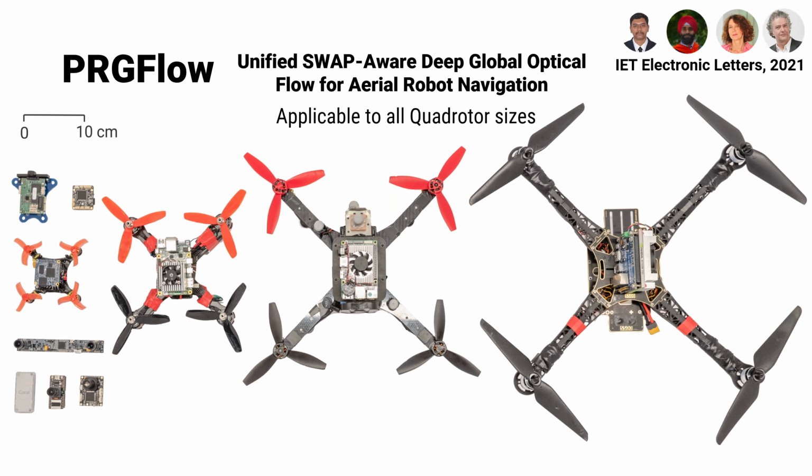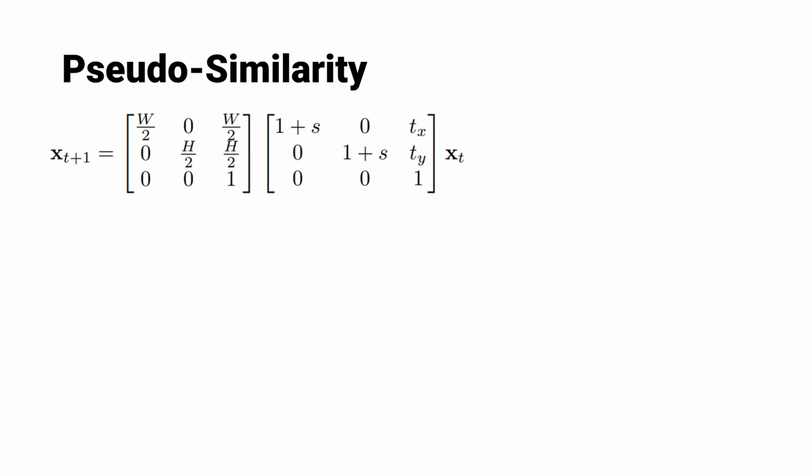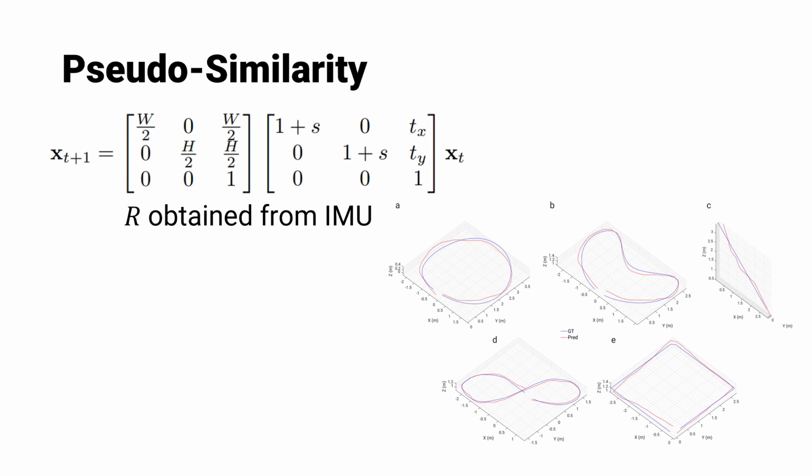We also wrote a paper called PRG flow, which was to estimate global optical flow for aerial robots across different sizes. We estimated this thing called the pseudo similarity, which looks like the translation in all three directions in X, Y, and Z, which gives you the scale. The rotation here is obtained through an inertial measurement unit, which is generally present on an aerial robot, and we could estimate really good ground truth without any filtering. This is just like dead reckoning, right? And we have achieved pretty good results.